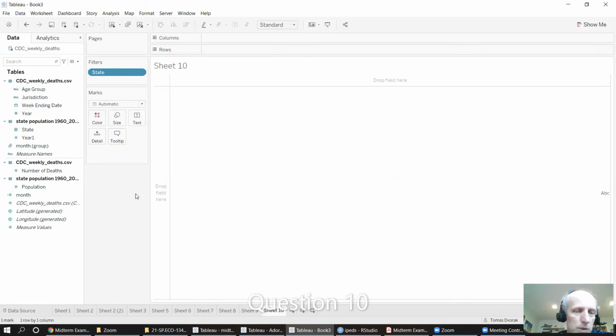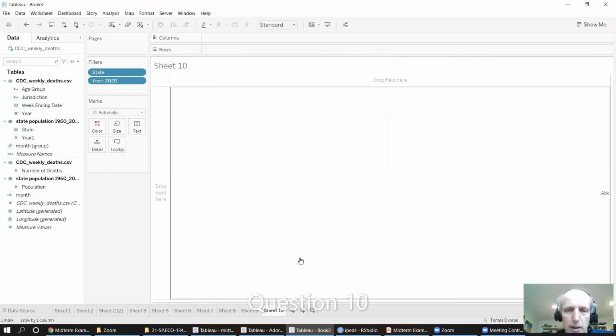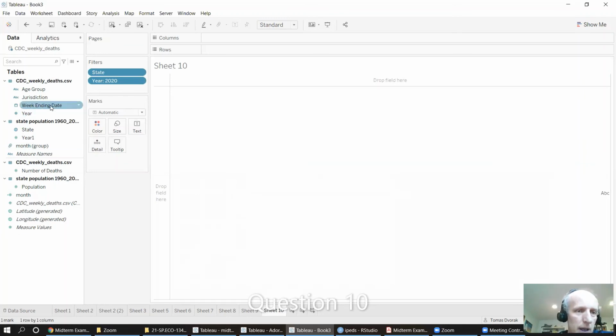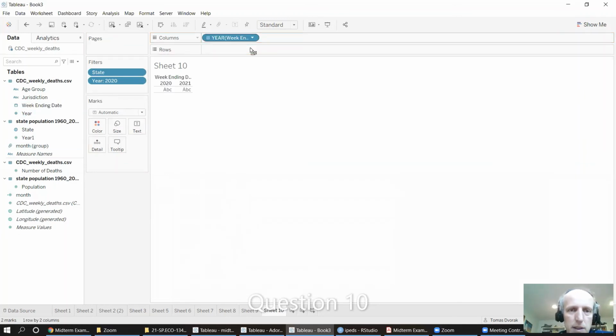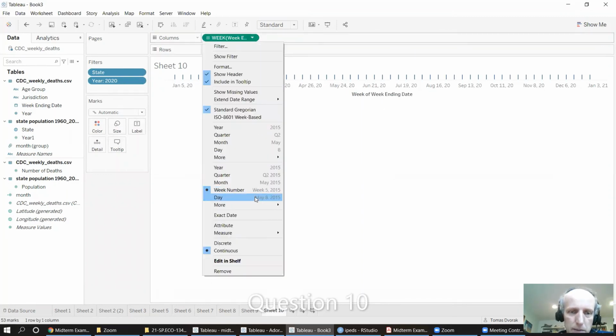We're supposed to also focus on year 2020, so sure, we can add that to the filter. Now we're supposed to show deaths per 100,000 people, a time plot. So I'm going to have date on columns. I'm going to again make it continuous. Oops, not a week number. Oh, sure, I could make it week number. That's fine. Or I could make it a date. I like that better.